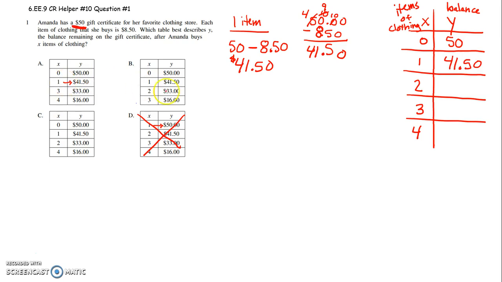So now we look at the tables. Across from that 1, it's $41.50. Across from that 1, it's $41.50. Across from that 1, it's $41.50. We haven't eliminated anything yet. All right, so let's see when she buys 2 items.